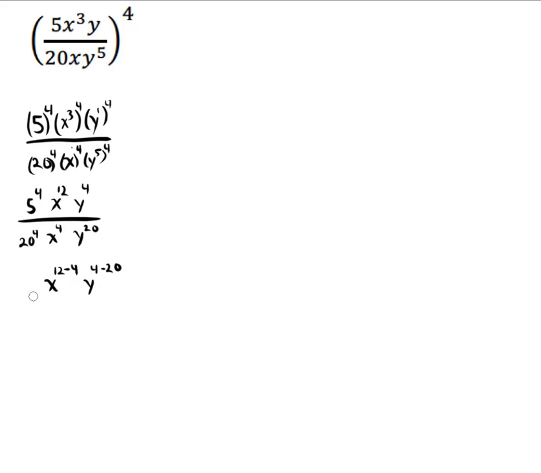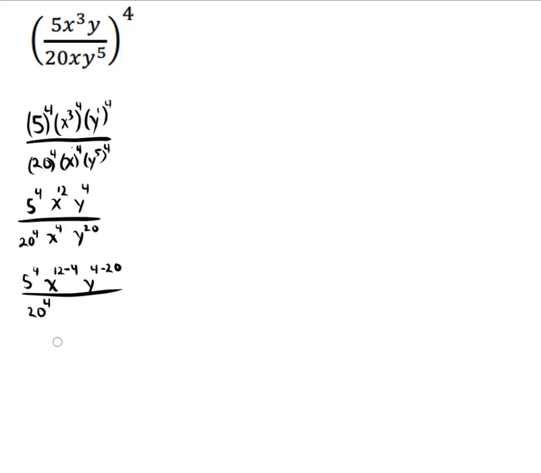I've actually pulled these x's and y's up here, so I can actually remove those from the bottom now because with the quotient rule, they ended up being removed, right? So I end up with 5 to the 4th, and on the bottom I have 20 to the 4th, okay? So this problem so far right here, it looks a little bit ugly. Let me simplify it a little bit.